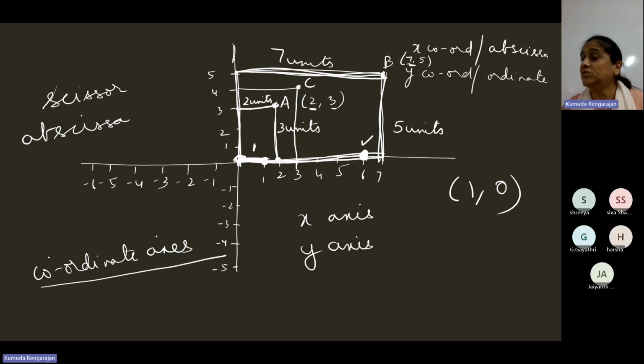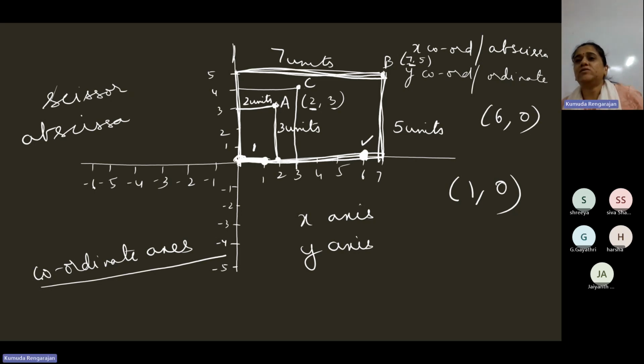6 units. Now, if you want, from the same point, to touch the x-axis, you're already on the x-axis. You're already touching it. So what's the distance then? 0. That's why the address of this point is 6, 0.